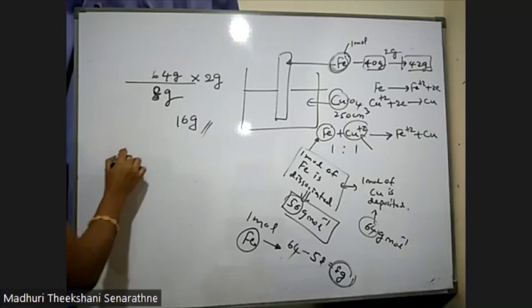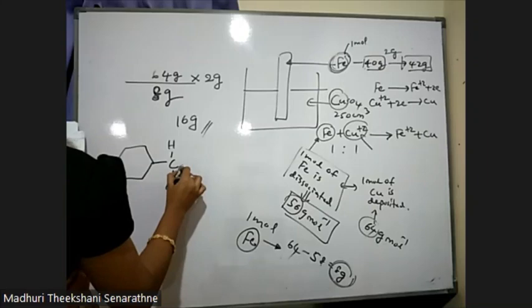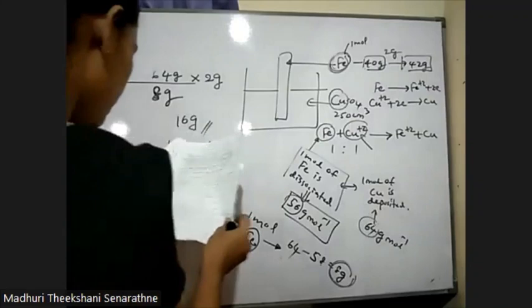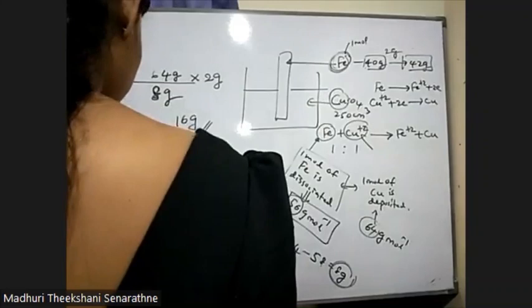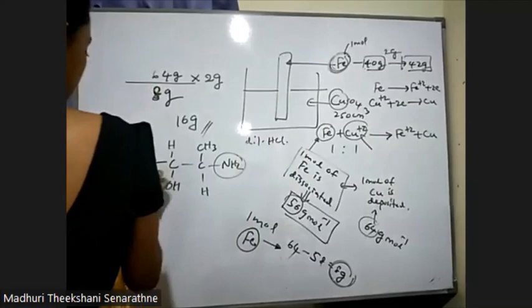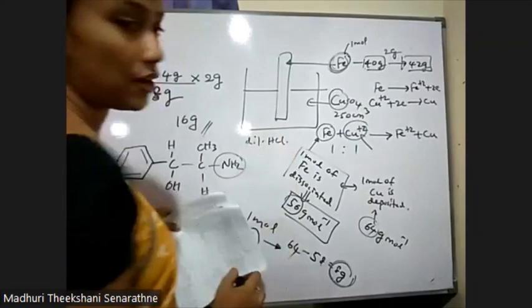29. Consider this compound, CHOH, CCH3, NH2 and H. Which is incorrect about this compound? It is soluble in dilute HCl. Dilute HCl is a strong acid. Due to the NH2 group, it can act as a base. So this compound can be dissolved in dilute HCl with the strong acid. Therefore, A is correct.